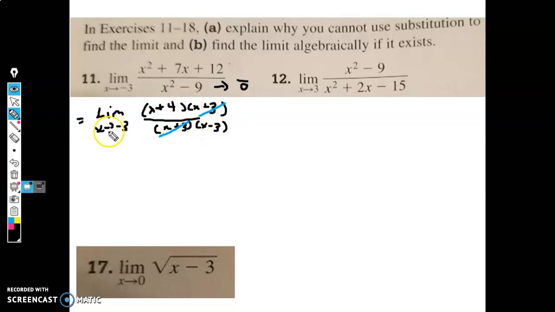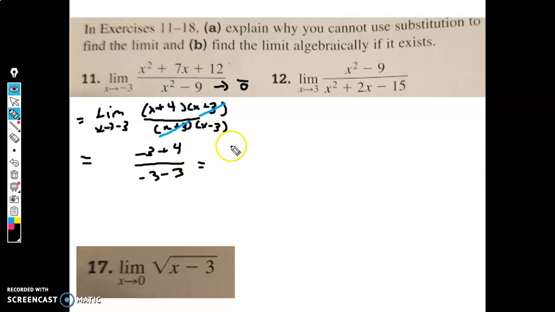And now, see, if you substitute the negative 3 in, it will no longer give you division by 0 because that factor has gone away. So let's go ahead and substitute. We'd have negative 3 plus 4 on the top, and negative 3 minus 3 on the bottom.